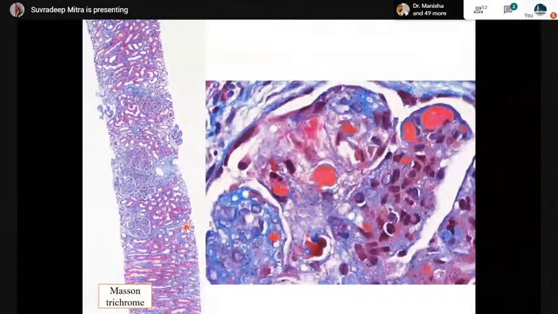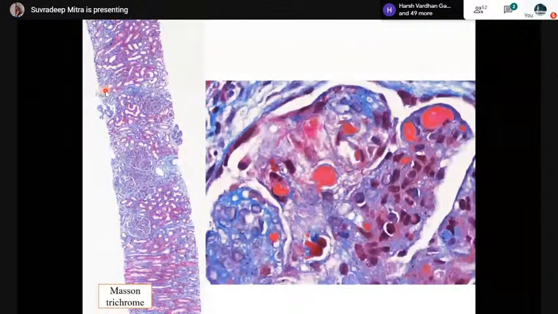There are other purposes as well. I'm just highlighting the main purpose. One is for assessment of the interstitium. You can see the blue areas, which are the fibrosed areas, along with the tubular atrophy. So this is something known as interstitial fibrosis and tubular atrophy, which in short is called IFTA.